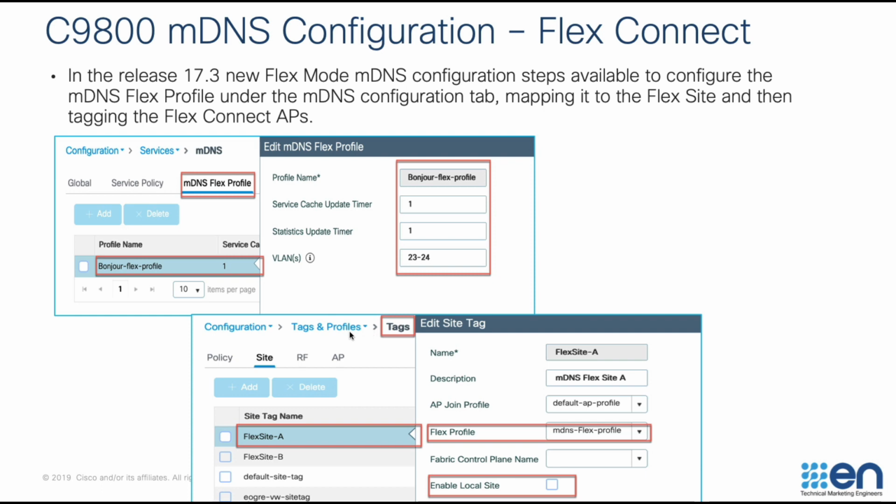After we created the Flex Profile, or MDNS Flex Profile, for the FlexConnect APs, we'll go to tags and profiles in the configuration menu, and under tag site, we will create the Flex site. As was shown in the diagram, we had two Flex sites, Flex site A and Flex site B. In this example, Flex site A will map the earlier created MDNS Flex Profile. And the last step here is just to make sure that we do not enable local site, so that when we apply this site tag to the AP, the APs will inherit the FlexConnect AP capabilities.